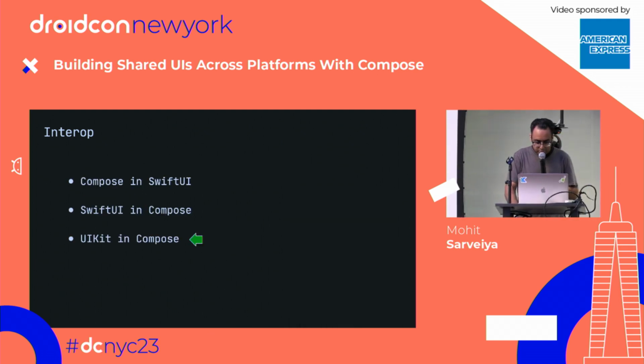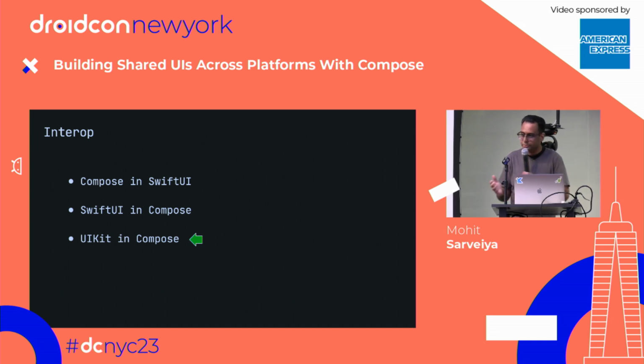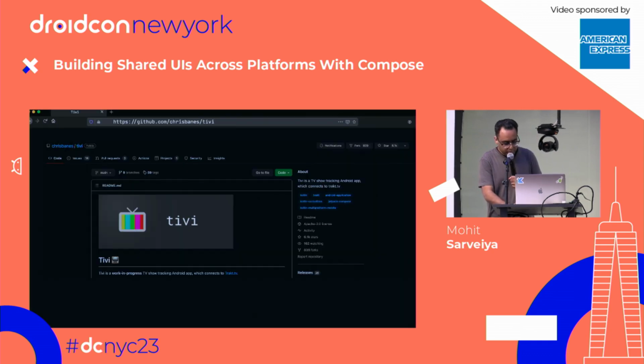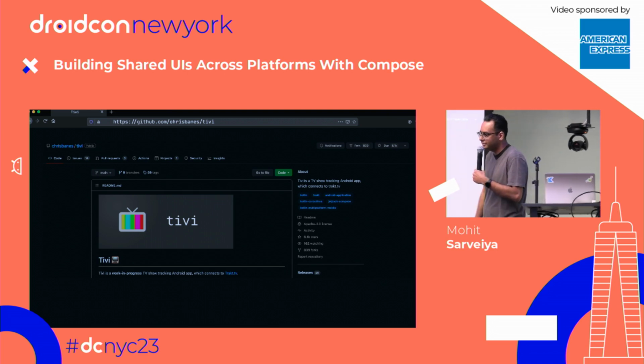And so the other example, the last one that I want to show, has to do with how you use UIKit in Compose, not SwiftUI. So there's a sample app. How many of you know Chris Banes?